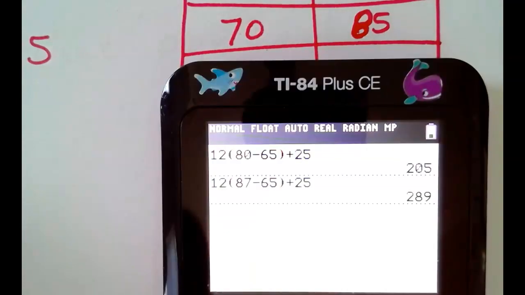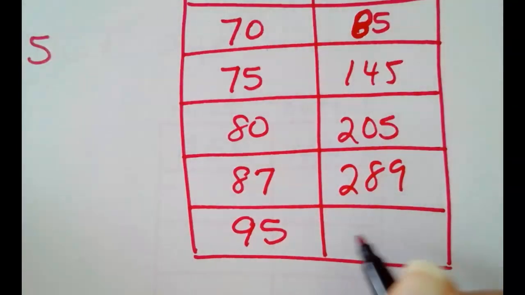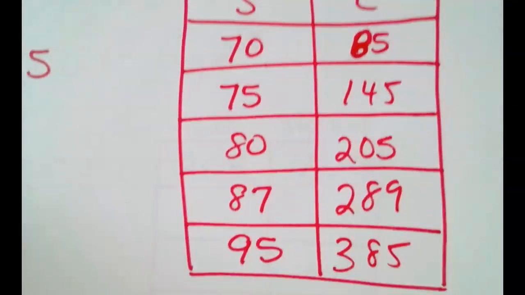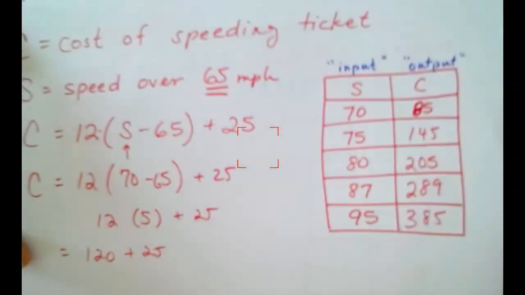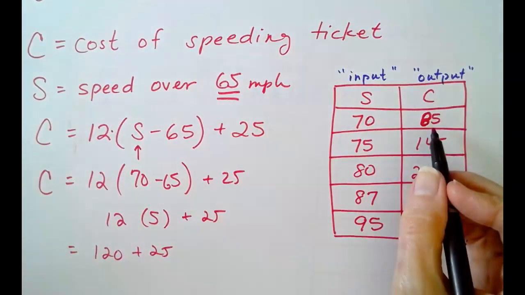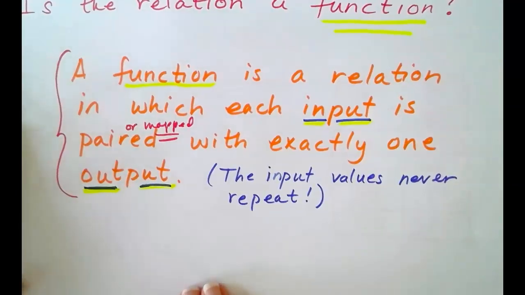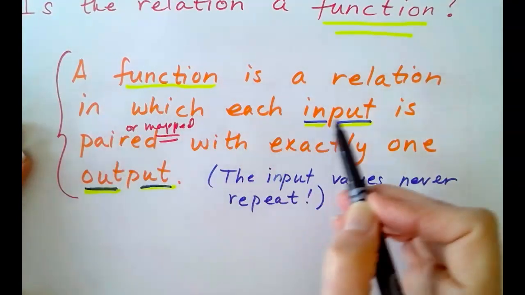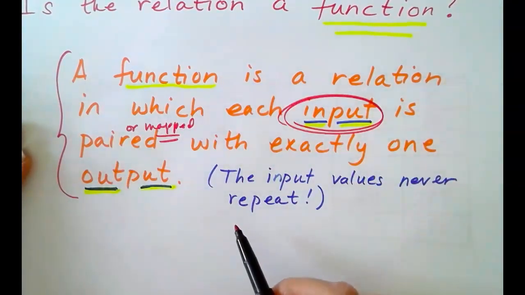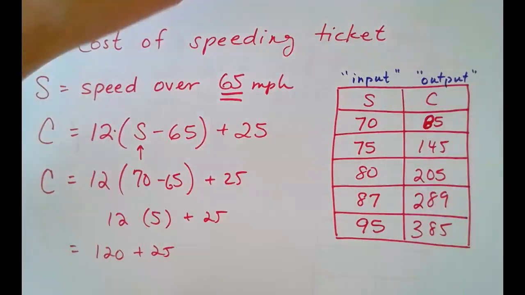And finally, 95, just so you can see, if you're really excessively speeding, 95 minus 65 plus 25. And yes, ladies and gentlemen, I did just make up this function. This is actually not how it is in the state of Florida. But what you can see here with this chart is when I plug in one input, I get only one output. It only maps to one place. So, does this represent a function? According to the definition, a function is a relation in which each input is paired with exactly one output. Yes, that does represent a function.